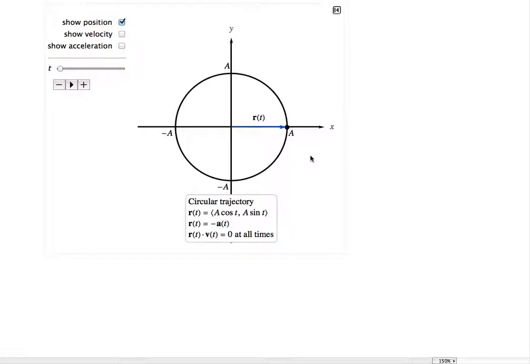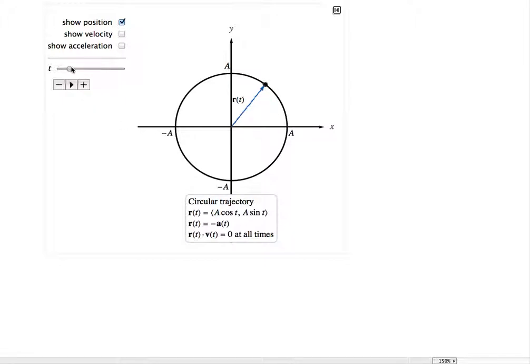In a particular case with velocity and acceleration, look at a circular trajectory, right? A is the amplitude, cosine, sine. You should always pay attention to the orientation of this parametric curve. Which way does the graph go as t is increasing? That's one thing to keep in mind as you're working with circular functions in any parametric description of a vector-valued function. Now you look at what happens with the velocity: r of t is the opposite of the acceleration.